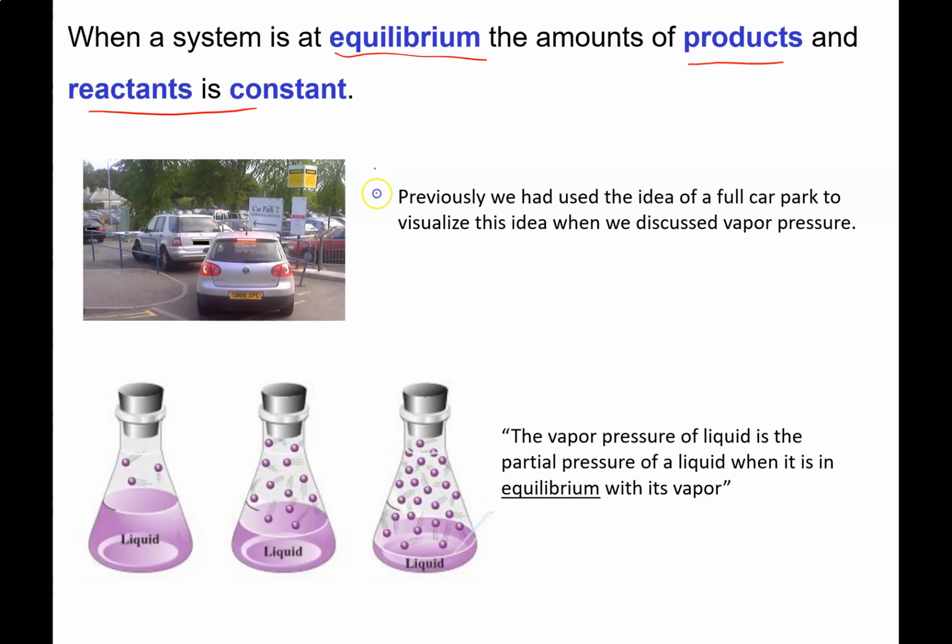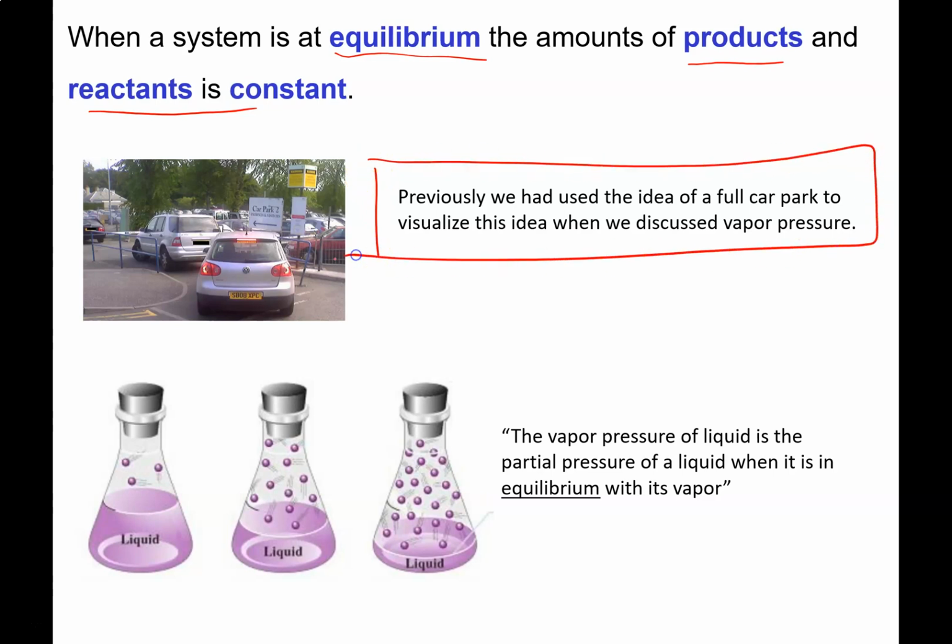So previously, when we were talking about the idea of vapor pressure, I'd mentioned the concept of a parking lot that is full. So the parking lot is full and people are lining up to get in, and you're wondering, what are they doing? There's no spaces. But what's happening is people are leaving, people are arriving. Because those processes are occurring at the same rate, one in, one out, the parking lot always remains full, but it's always different cars that are in the parking lot.